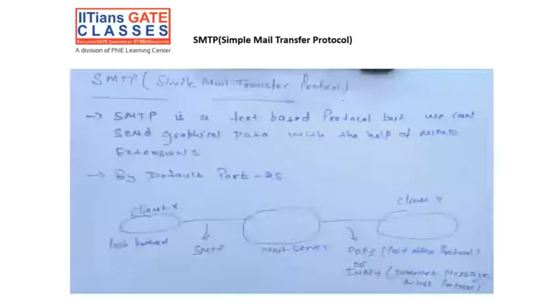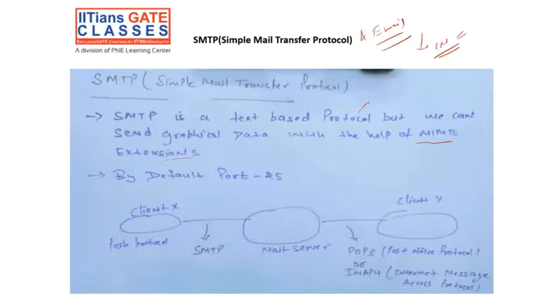Now the last protocol, then your CN is over. Last is SMTP and email. SMTP means Simple Mail Transfer Protocol. SMTP is mainly a text-based protocol, but we can send graphic data with the help of the multimedia extension, MIME. By default, the SMTP port is 25.